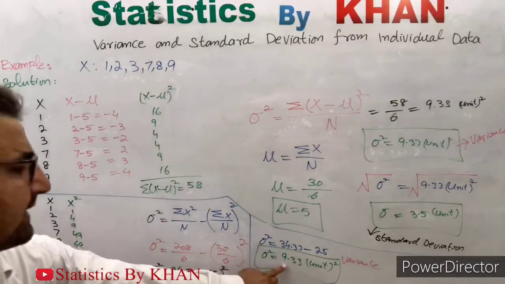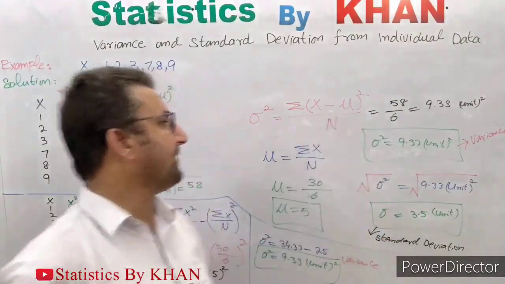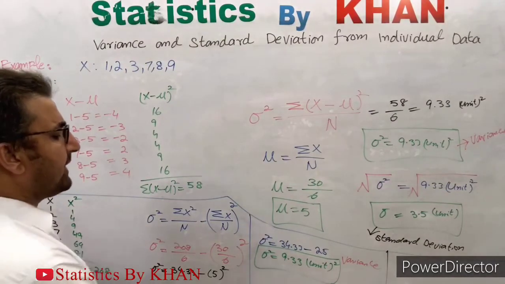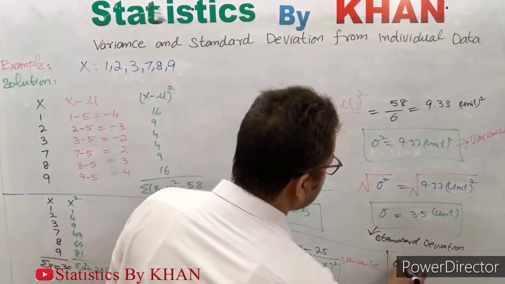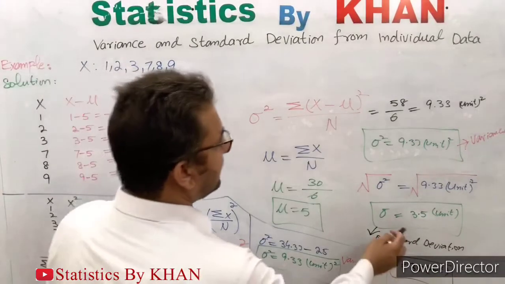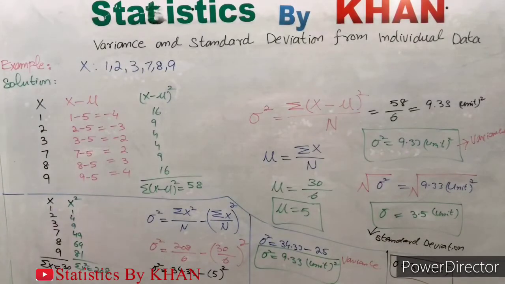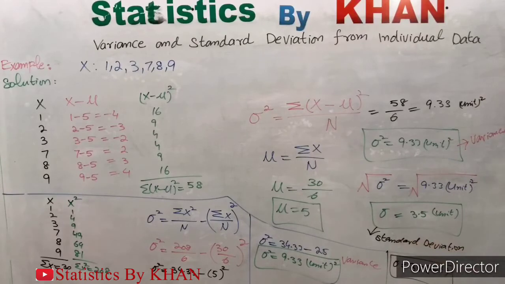And this result is exactly the same as the result obtained from the basic formula of the variance. So both of the formulas give identical results. Similarly for standard deviation, we will take the positive square root of this variance. So this will give us sigma equal to 3.5 units, which is again exactly equal to the standard deviation obtained from the basic formula of the variance. If we compare both of the procedures, both of them are giving the same results.